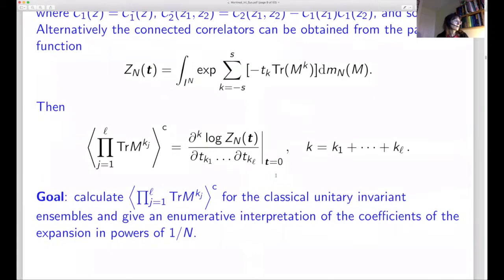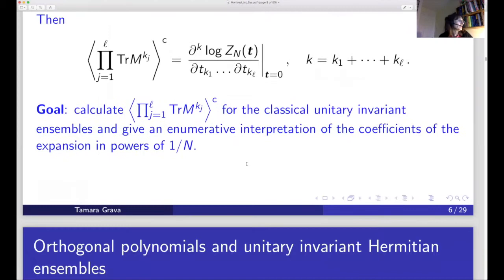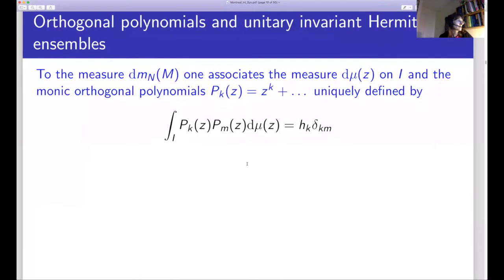And what we want is to calculate this object. The idea to calculate it is to pass through orthogonal polynomials. Let me explain the idea. We know that, in general, the Hermitian matrix model is strictly related to orthogonal polynomials. In particular, to the measure d mu_n on H_n(I), the matrices whose eigenvalues are on the interval I, we associate in a natural way a measure d mu_z. And the orthogonal polynomials have norming constants, which are the h_n, and the partition function will be the product of the first n minus one norming constants. But let me keep going.